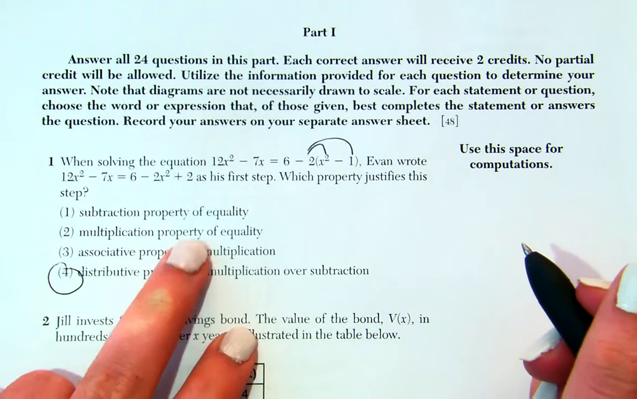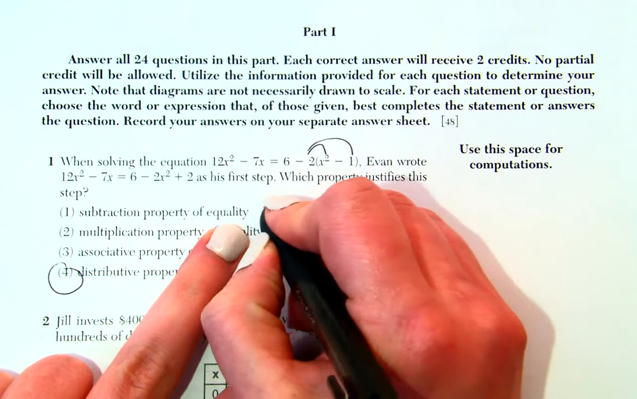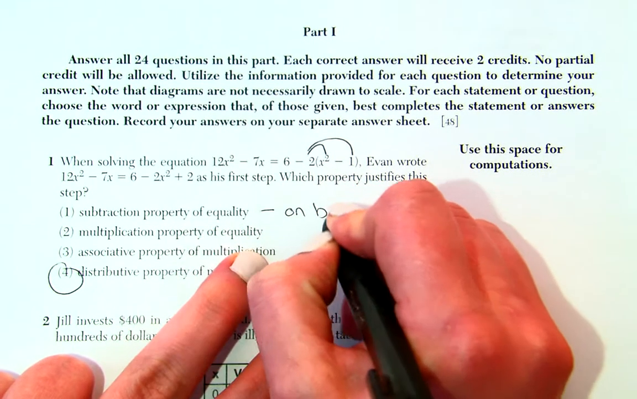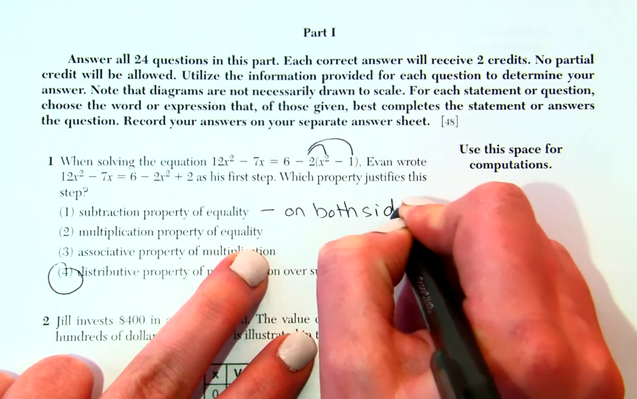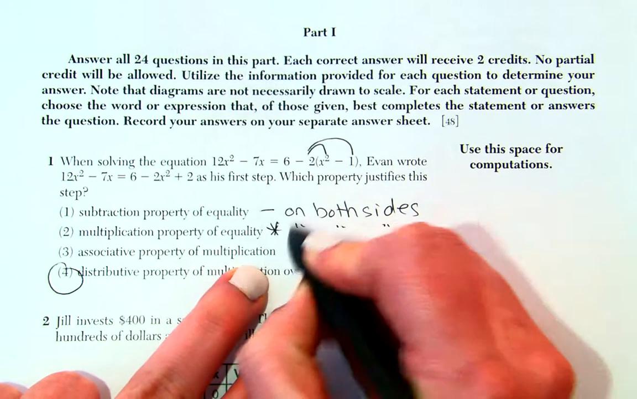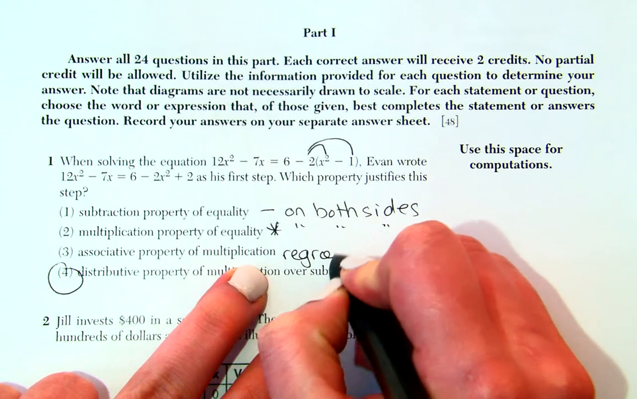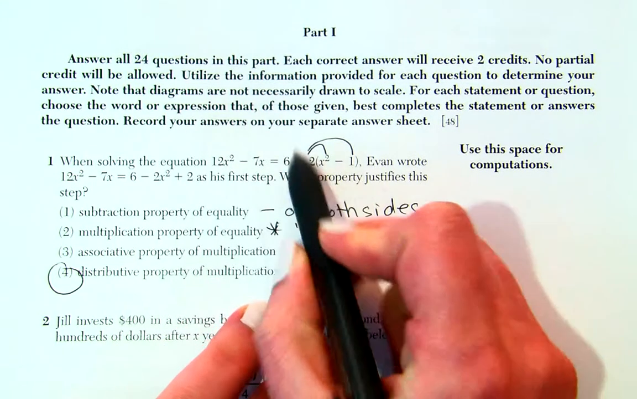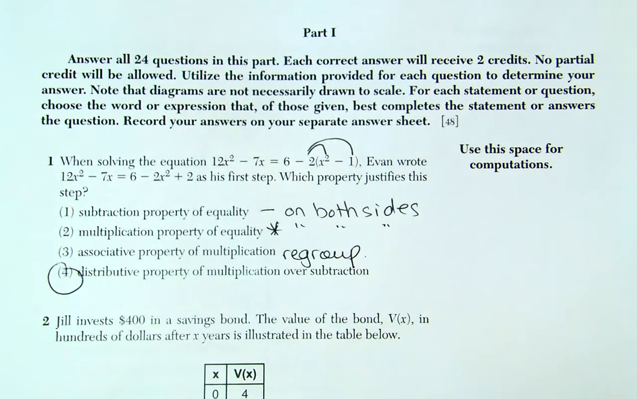So an example of the subtraction property of equality is when you subtract on both sides. The multiplication property of equality is when you multiply on both sides. Associative property is when you regroup your terms. And distributive property is as above.